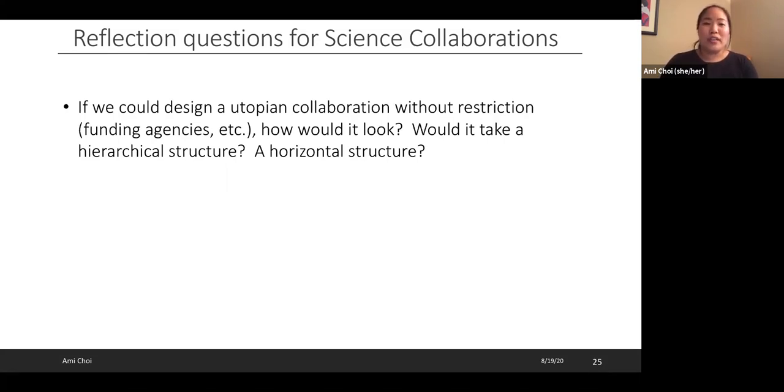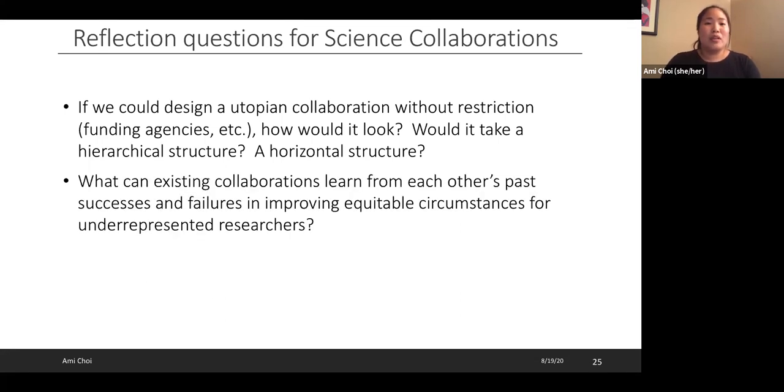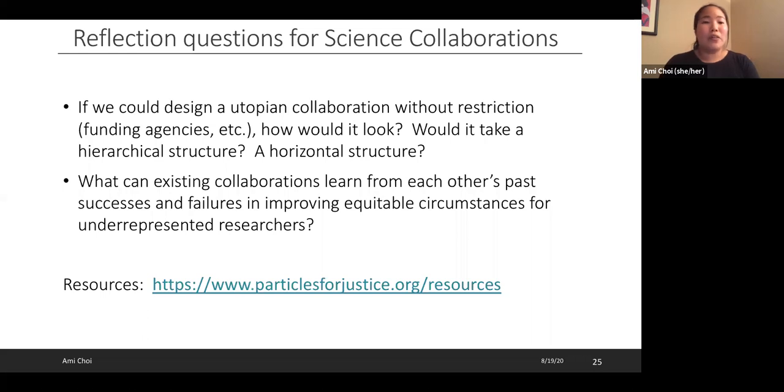What would the structure look like? Would it be hierarchical or horizontal? I think you could answer this question whether or not you're in a collaboration. And if you are in a collaboration, I would love to hear from you on what existing collaborations can learn from each other in terms of past successes and failures, specifically in improving equitable circumstances for underrepresented researchers. And if you're new to thinking about this, I highly recommend the resources given by the Particles for Justice team.